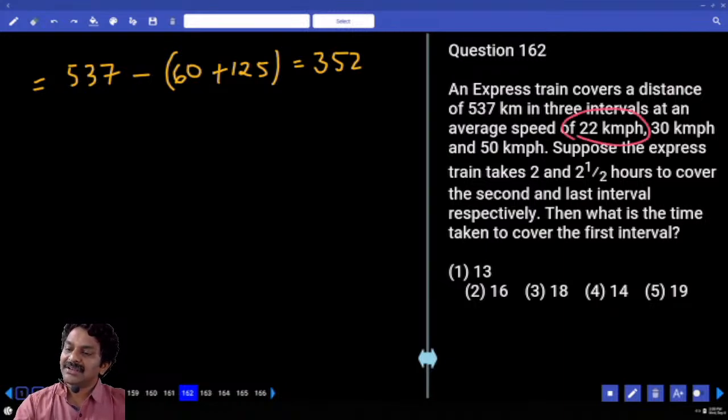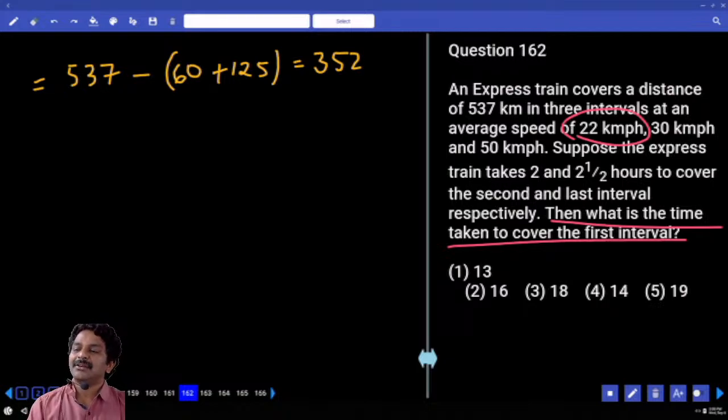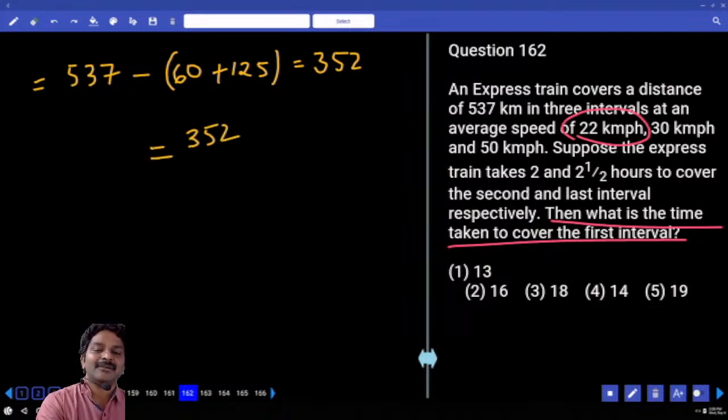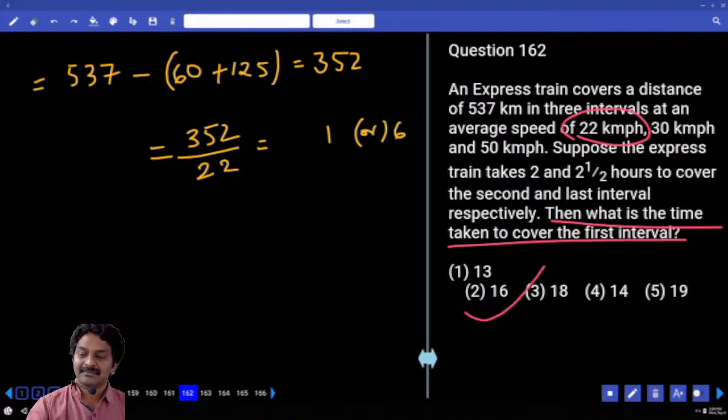Now what exactly is the question? The question is, what is the time taken to cover the first interval? Distance covered in first interval is 352 kilometers, and with what speed? 20. Last digit verification. Answer must end with either 1 or 6.